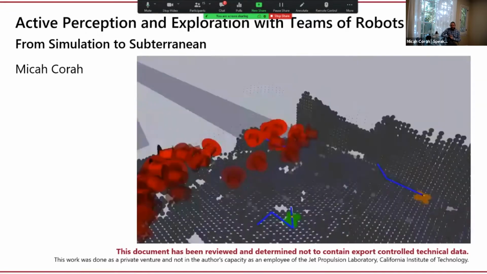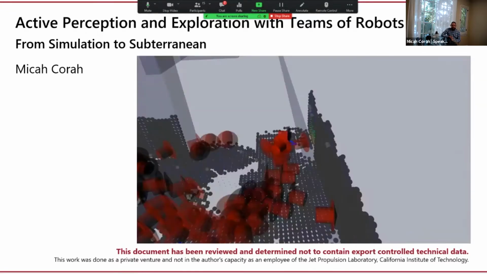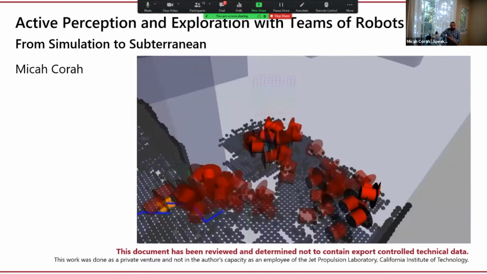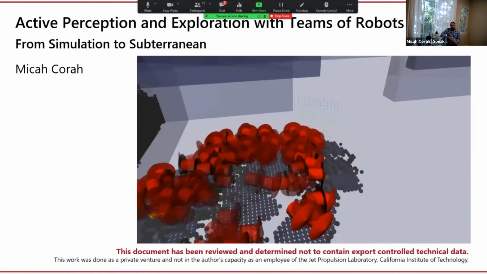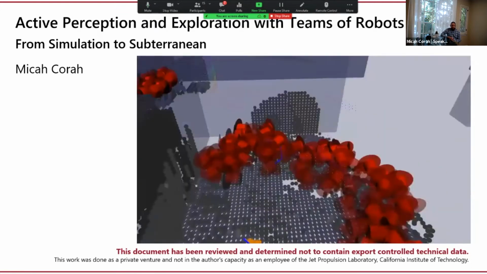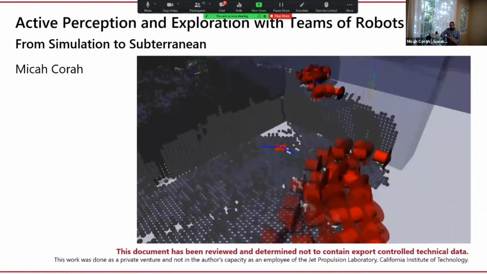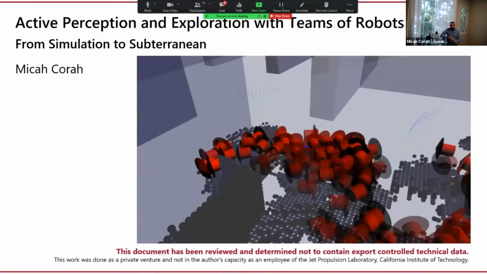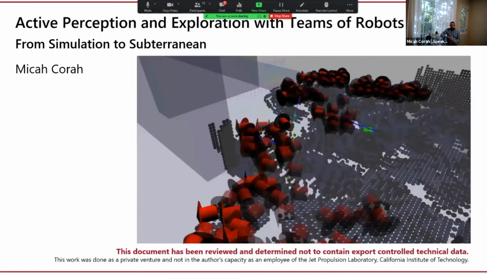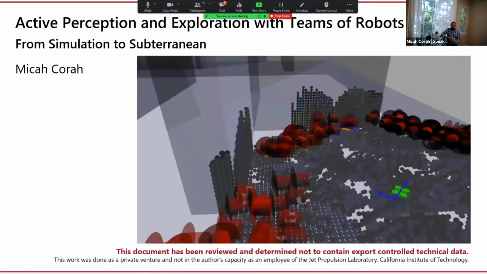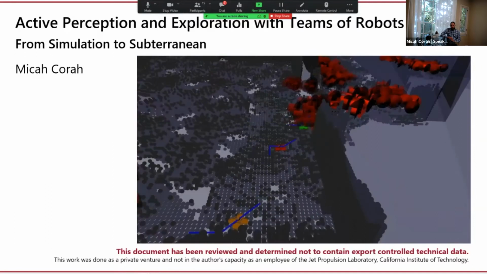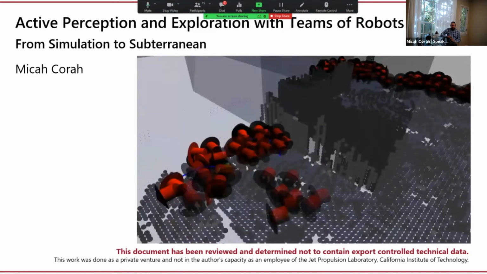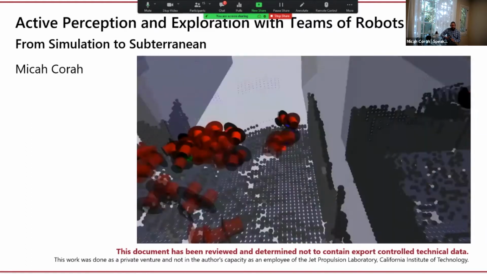So hello, Talking Robotics. I'm Micah Corah, and today I would like to talk to you about teams of robots that plan to observe and explore unknown environments. And more broadly, this refers to active perception problems in robotics. I will start off by discussing work on perception planning from my time as a PhD student at CMU, and I'll follow up with a discussion of my time competing in the DARPA Subterranean Challenge with Team CoSTAR while a postdoc at the NASA Jet Propulsion Laboratory.